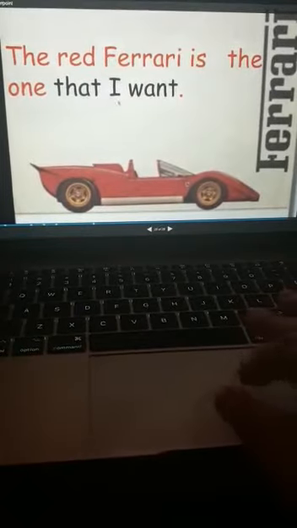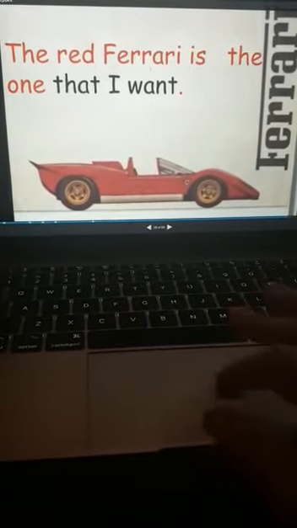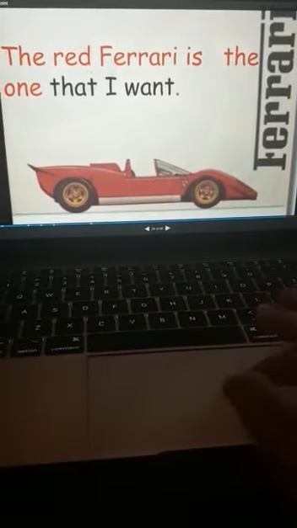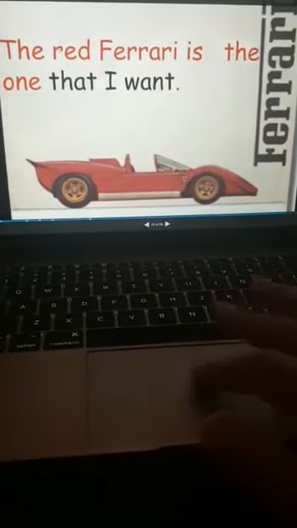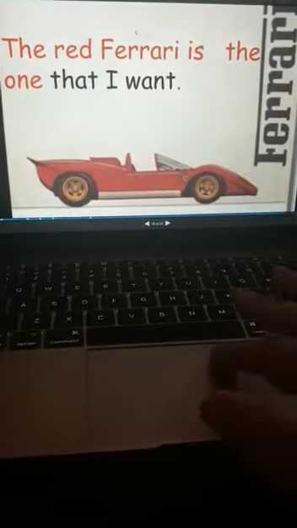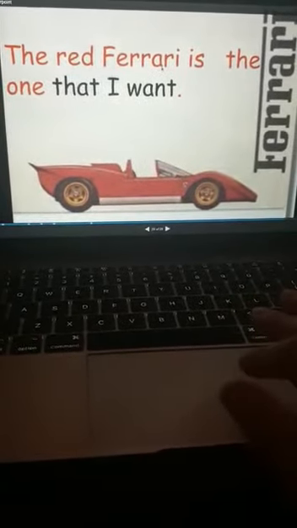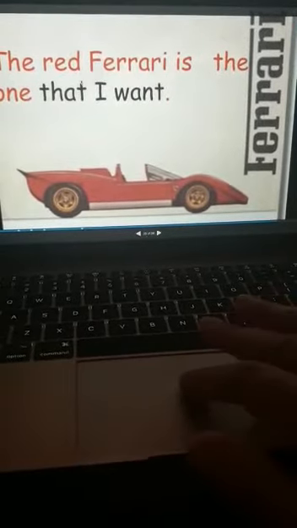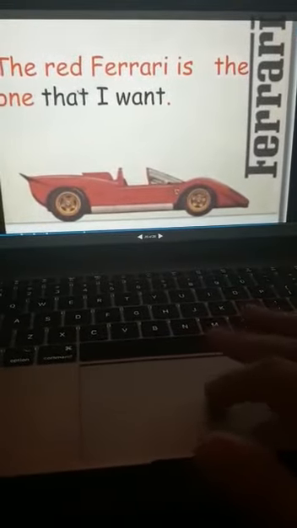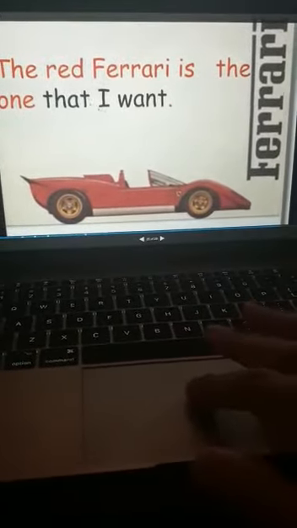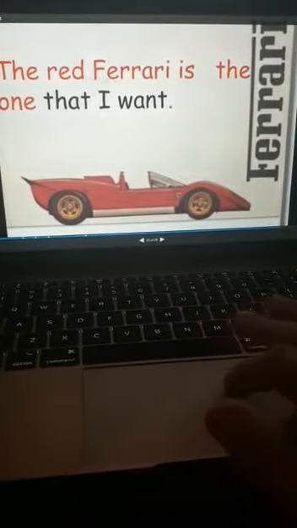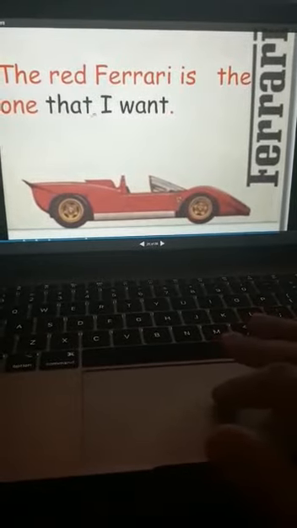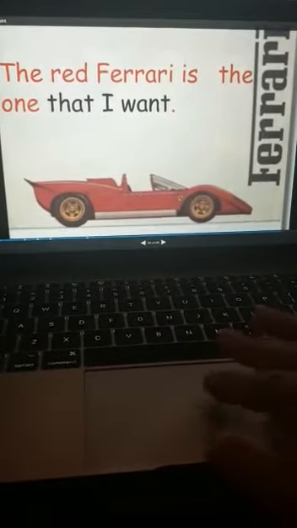That I want. So that is used for the red Ferrari. This pronoun is used for this red Ferrari, and this noun here is called the antecedent. What is it called? Antecedent, which precedes this pronoun. So this is used as a pronoun for this red Ferrari, plus it joins the sentence and makes it meaningful.